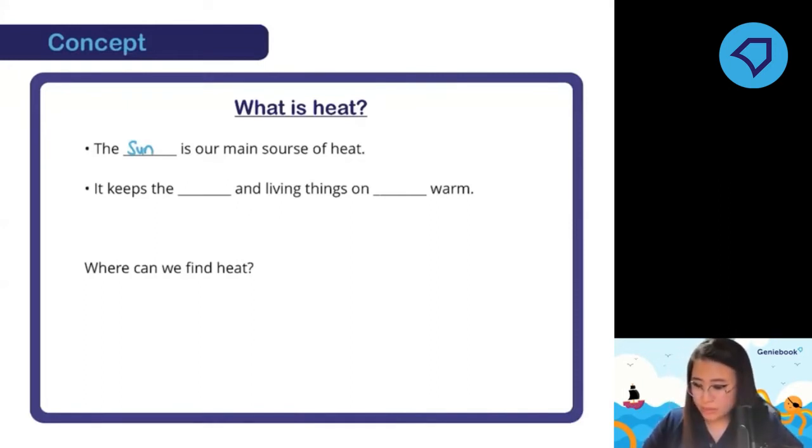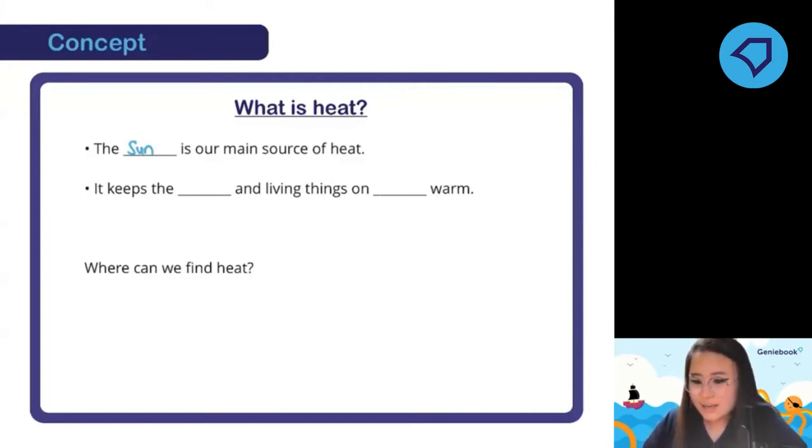I spelled wrongly. Oh, I'm sorry. It's a source of heat. Okay, let me just edit that. There we go. Okay, the sun is our main source of heat and it keeps the what?